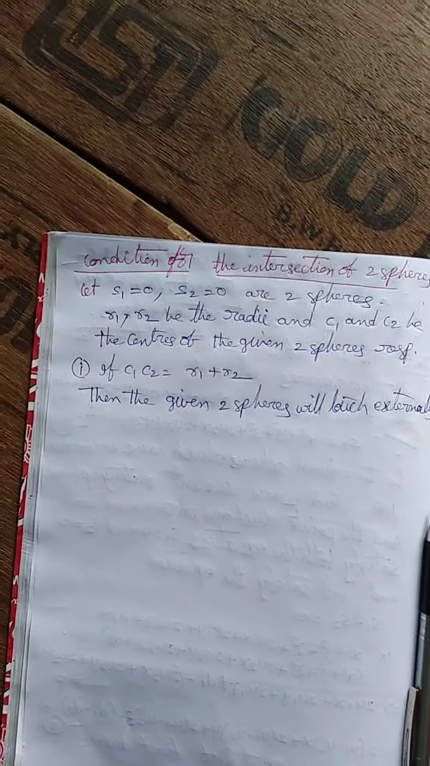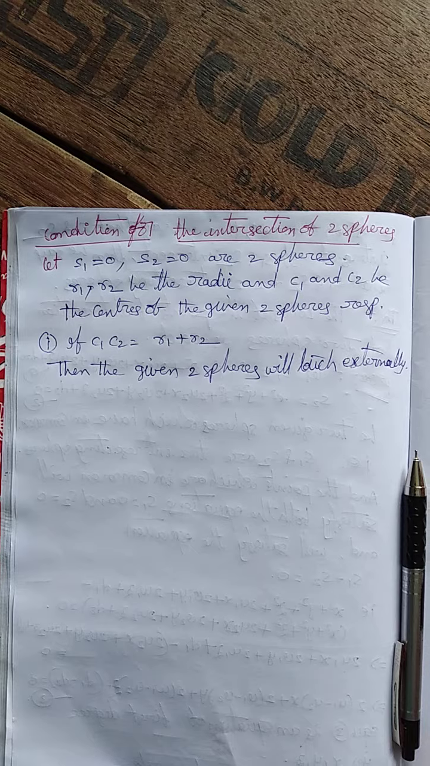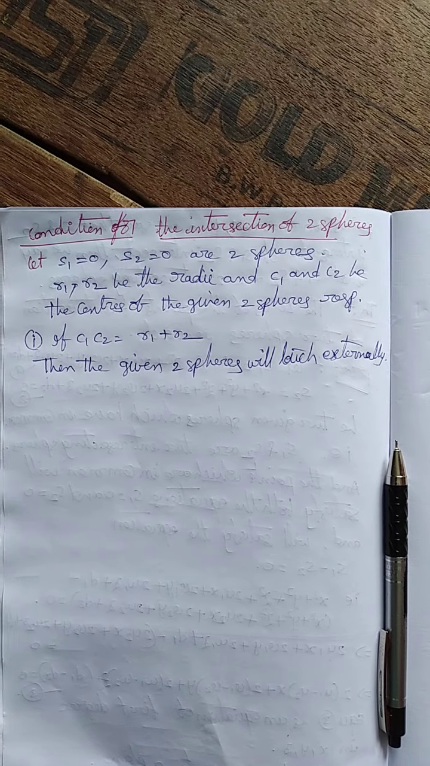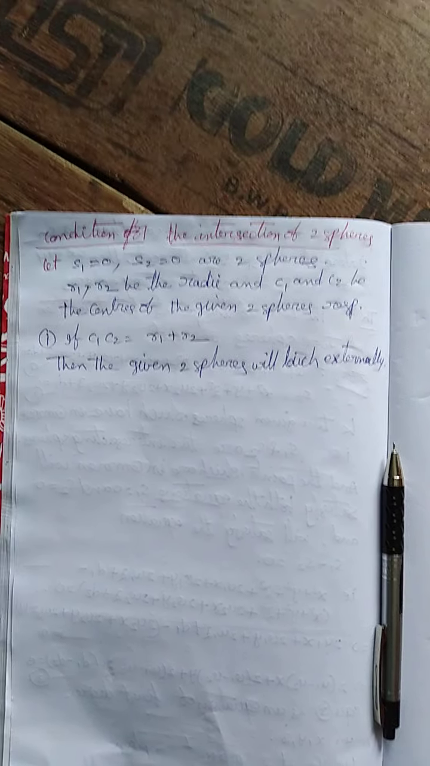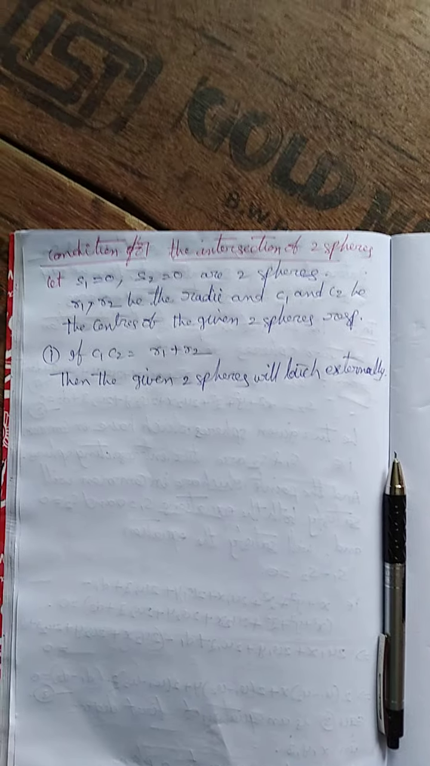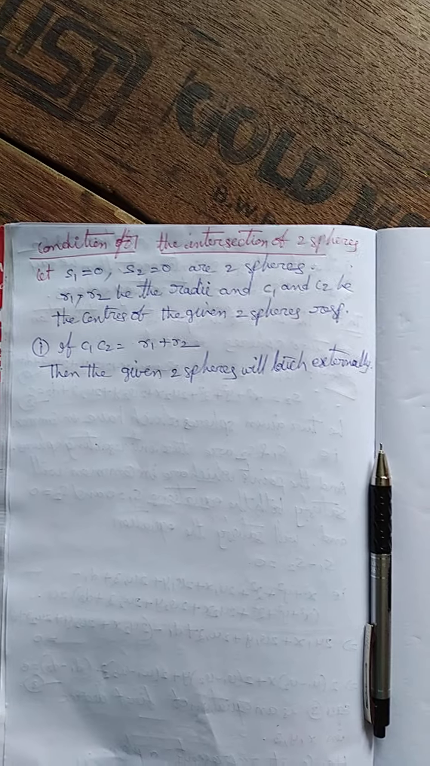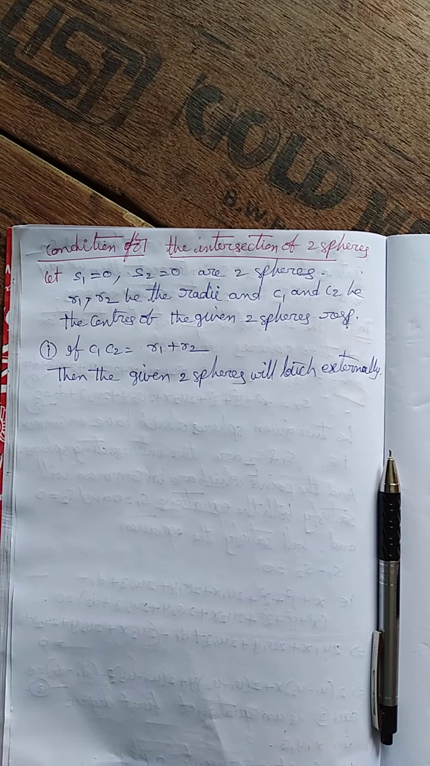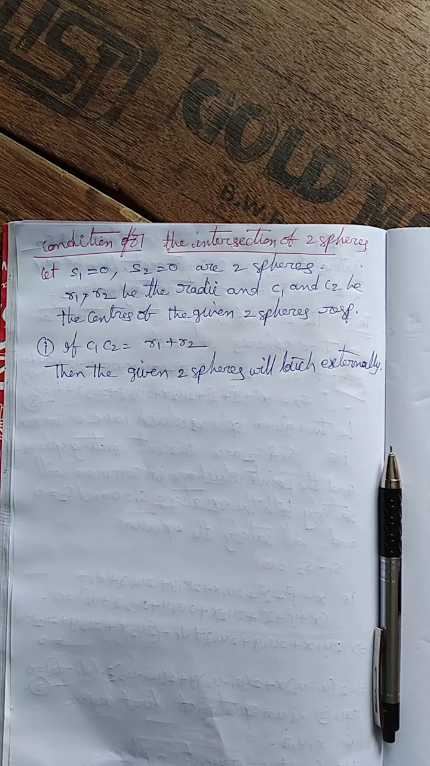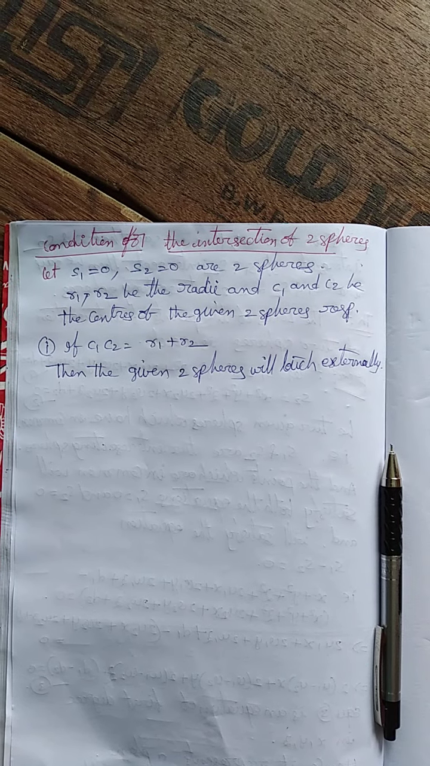Hi students, today we will discuss the condition for the intersection of two spheres. Let S1 = 0 be one sphere and S2 = 0 be the other sphere. R1 and R2 are the radii of each sphere, and C1 and C2 are the centers of the given two spheres respectively.